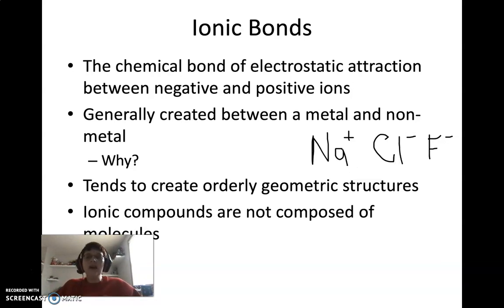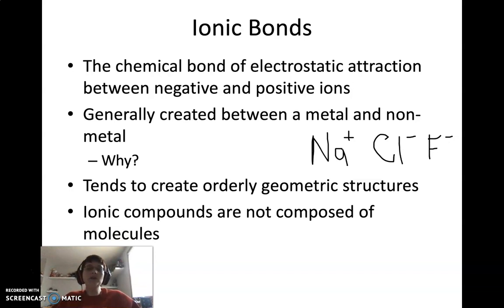The thing is that ionic compounds are not composed of molecules, and this is because of the nature of this attraction. They are not physically bonded together. They are not actually stuck to each other in a permanent type of fashion. Compared to something like a metallic bond or a covalent bond, these are going to be more easily pulled apart.